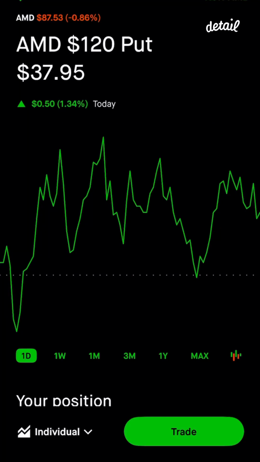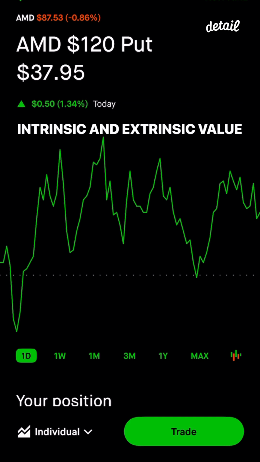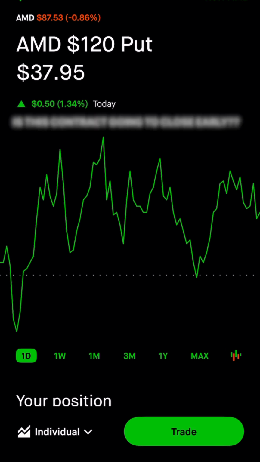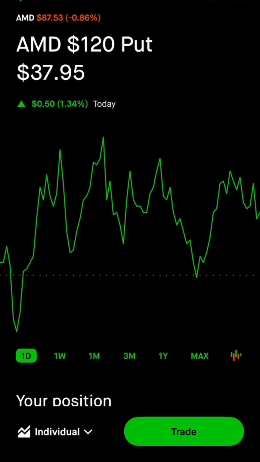Today, we're going to talk about calculating the intrinsic and extrinsic value of a stock option when you have specifically sold a put. This is very important for you to know because this allows you to see how likely or not the person on the other side of the contract is going to close this contract out early or not. This is important because if the person closes out the contract early, you are going to be obligated to buy the shares at your current put price.